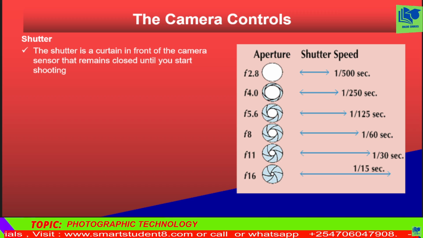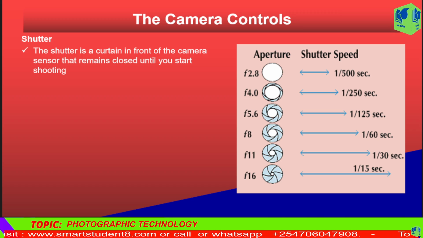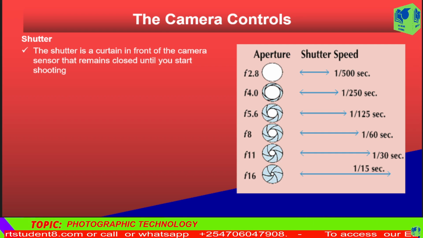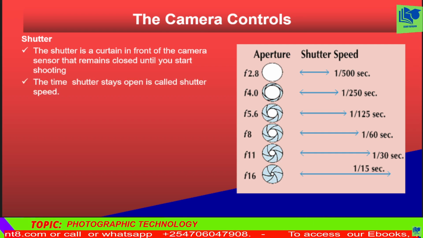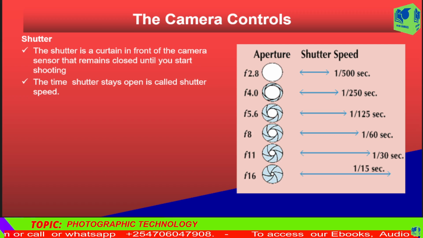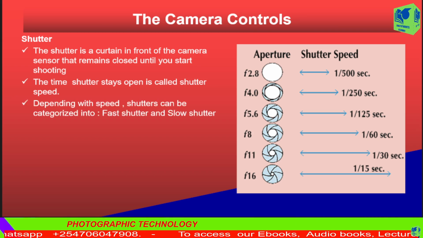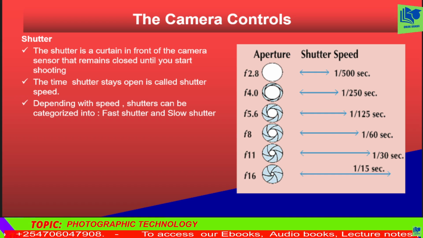Imagine your camera as an eye. The shutter acts like your eyelid, opening and closing to let light in. The time your eye, or shutter, stays open is called shutter speed. Depending on speed, shutters can be categorized into 1. Fast shutter speed. Think of blinking quickly.